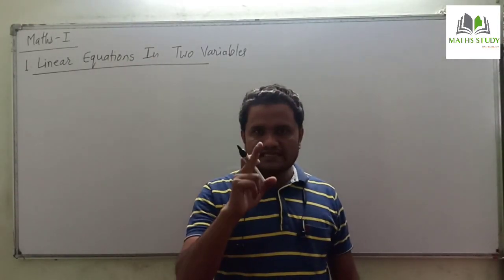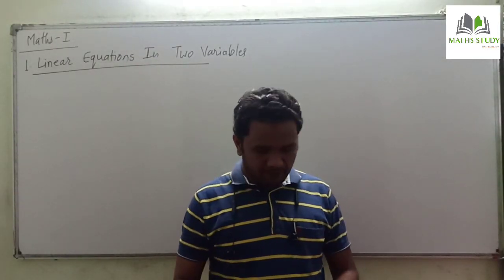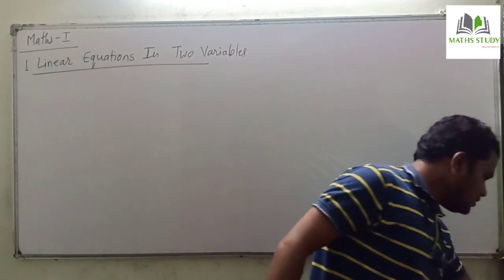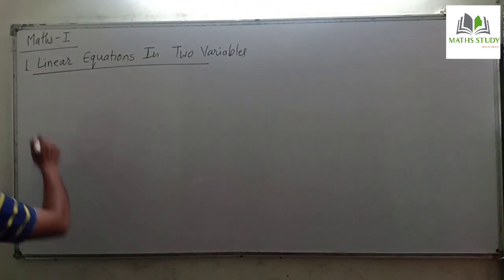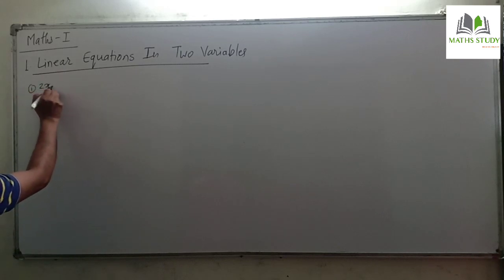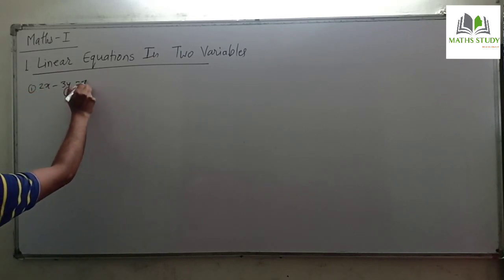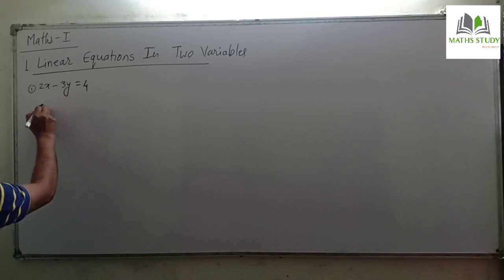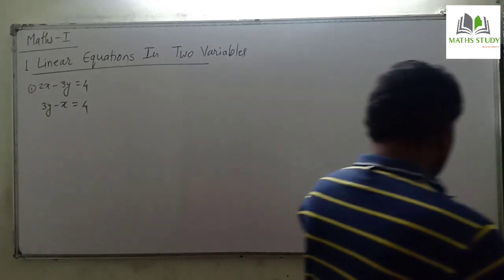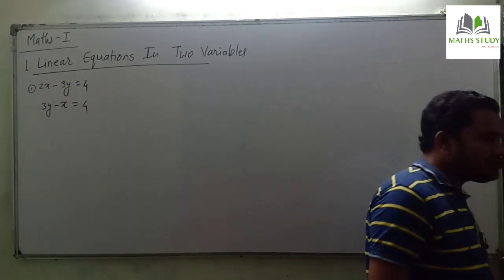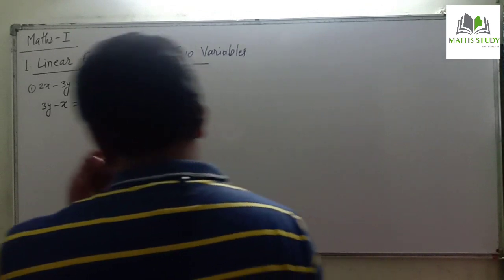Okay, students, let us take one more question on graph, okay? I'll write down two equations here. The first one is 2x minus 3y is equal to 4, and the next one is 3y minus x is equal to 4. The most important thing is how you are going to convert these equations.